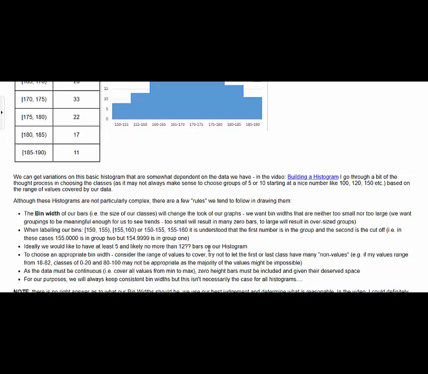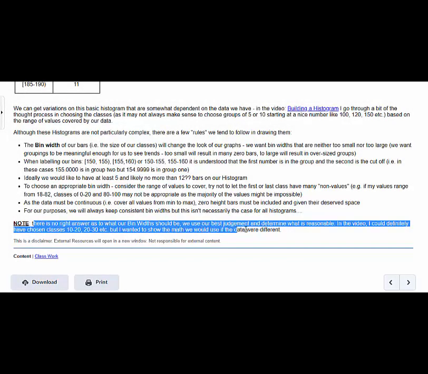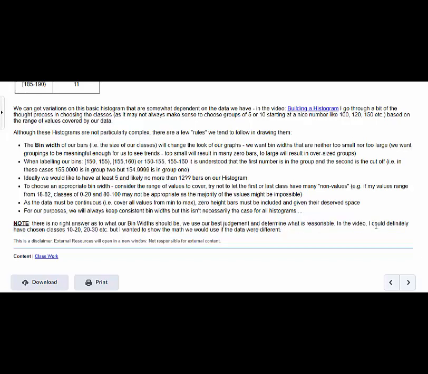But to some extent, you're going to choose A, what's kind of convenient, and B, what makes sense. Note, there's no right answers to what our bin width should be. So this is me kind of babbling through this last section. We'll use our best judgment and determine what is reasonable. In the video, I could definitely have chosen 10. Oh, so that's referring to the video here. So I said I could have chosen this, but I wanted to show the math. So what I did in this case was I chose a slightly less convenient number to go through the math to make sure that you saw how to do it. But the basic idea is, we're going to choose what makes sense for the sake of the work we're doing.